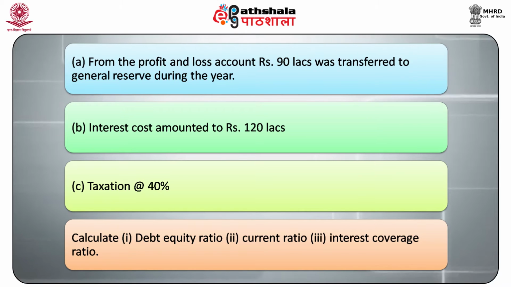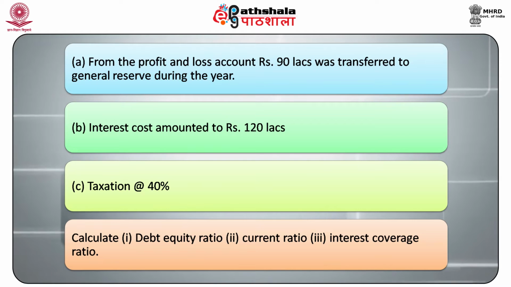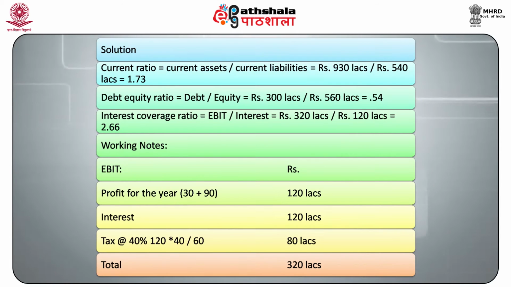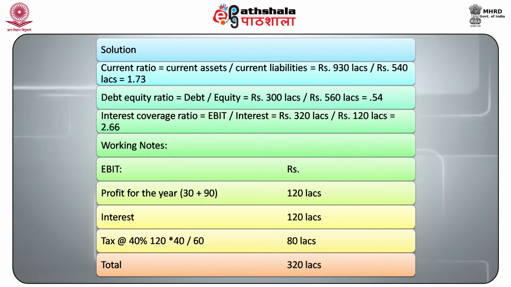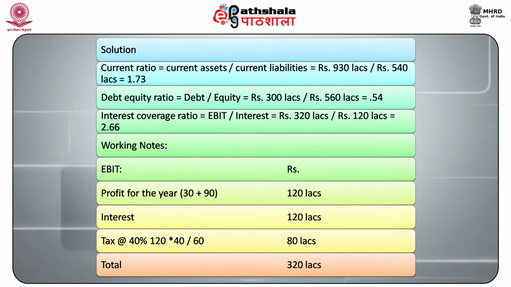Interest cost amounted to rupees 120 lakhs. Taxation is at 40%. You are required to calculate the debt equity ratio, the current ratio, and the interest coverage ratio. The current ratio is given by current assets divided by current liabilities, which is rupees 930 lakhs divided by rupees 540 lakhs, which is 1.73.